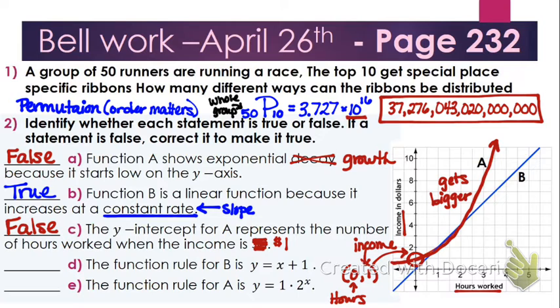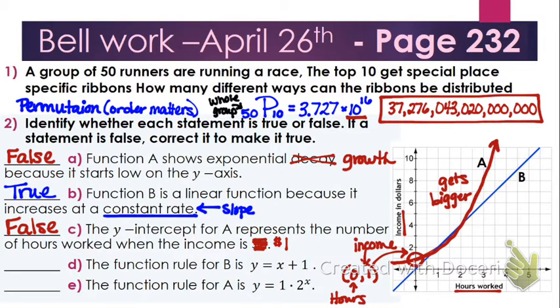It's saying that the number of hours worked is how many? 0 hours worked for an income of $1. Yes. You could also change it to say it represents the income when the number of hours worked is 0. So you could have changed it that way also and still made it correct.